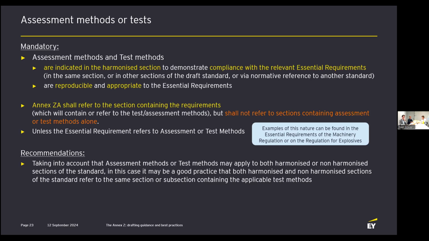So we could have essential requirement 3.3 referring to a section that contains only requirements, but then also referring to a section that contains the test methods. Okay, so in the Annex Z, we are referring to two subsections, one containing the requirements, and the other one the assessment methods. That's fine, because the assessment methods are needed and they are appropriate to test if the requirement is complying with the essential requirement.